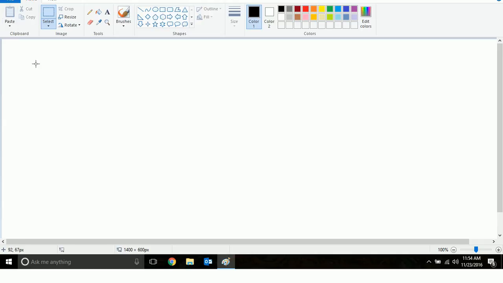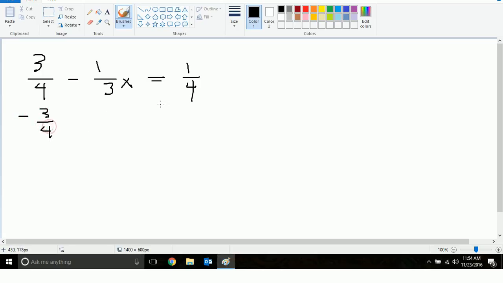When they're fractions, they get a little bit more complicated. 3 over 4 minus 1/3 x equals 1/4. Okay, so we want to get the x by itself. We have to get rid of this positive 3/4. So we're going to add 3/4, or sorry, it's not the opposite function. We're going to subtract 3/4 from this side. We're going to subtract 3/4 from this side.